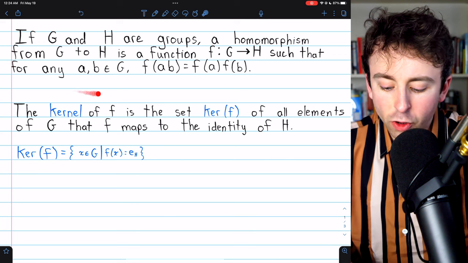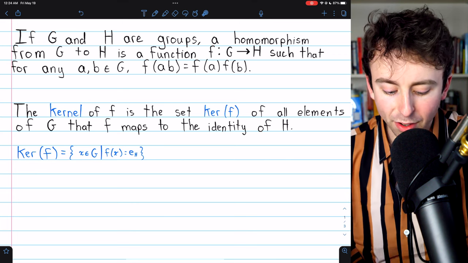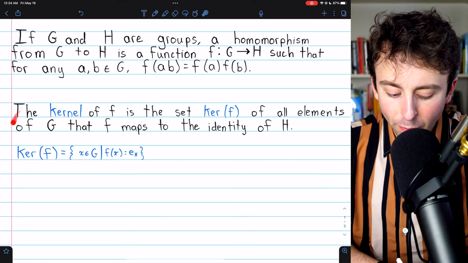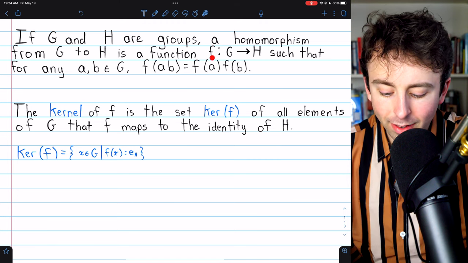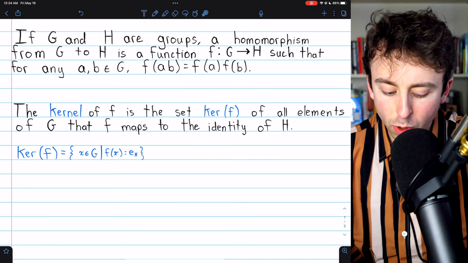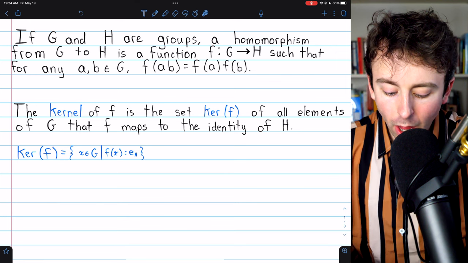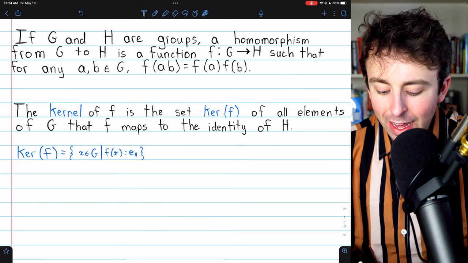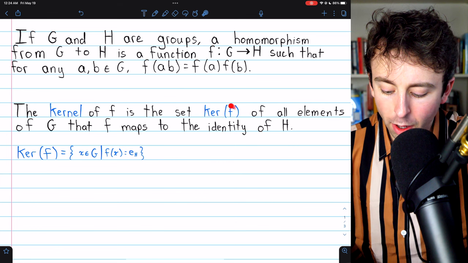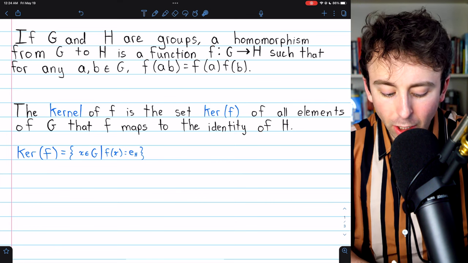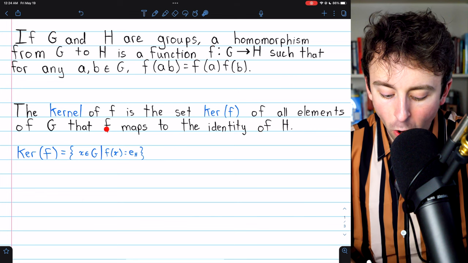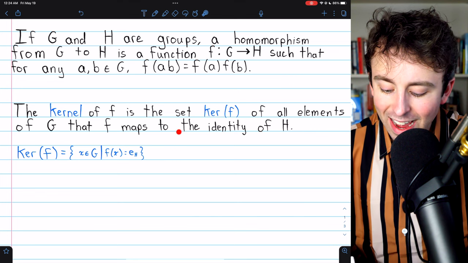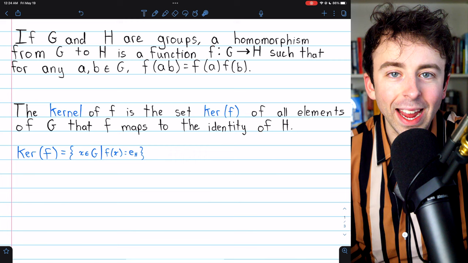Here is the definition of a group homomorphism in case you need to review that. And here is the focus, the definition of a kernel. So we're assuming that F is a homomorphism from a group G to a group H. The kernel of that homomorphism F is the set denoted ker of F of all elements of G, that's the domain of the homomorphism, that the homomorphism maps to the identity of the codomain H.